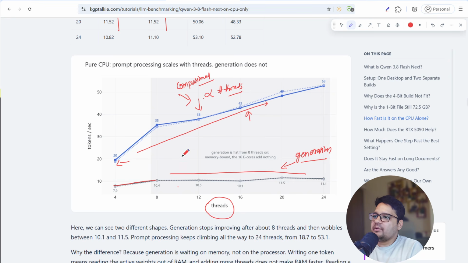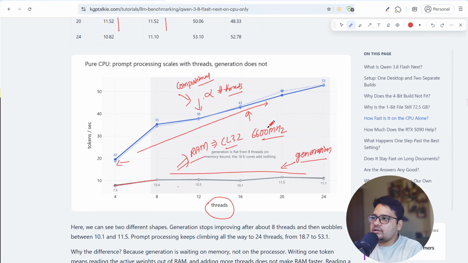But in this case, most of the things are going to come from the RAM. So what you are currently seeing here is limited by the RAM speed. Whatever RAM I have here, CL32, and I'm assuming it was 6600 megahertz, because of this the generation speed is limited. That means if you increase the number of threads in your processor, that is not going to increase your RAM speed. So if you have higher RAM speed with the same processor, then you are going to get better generation speed.